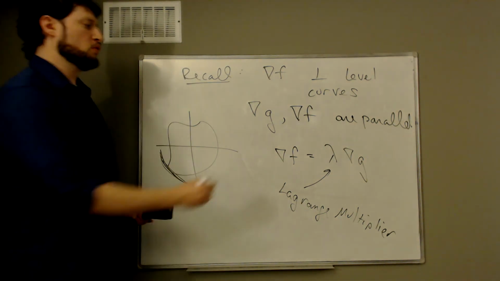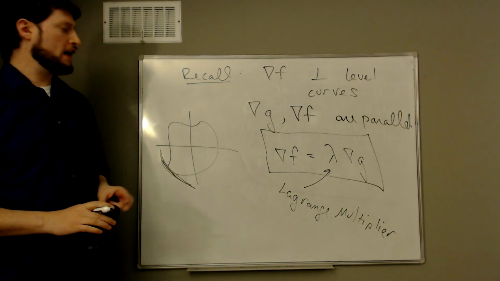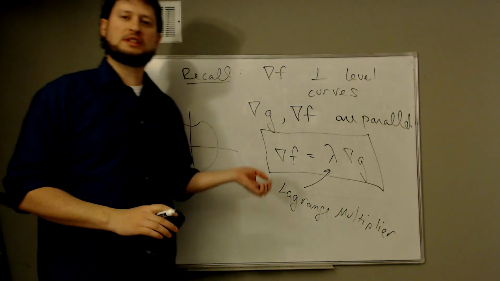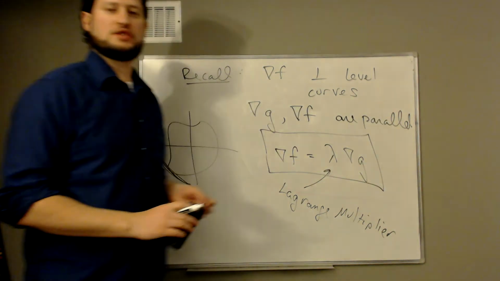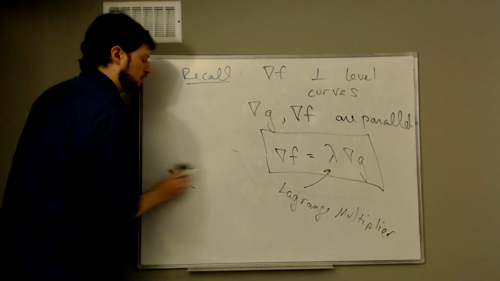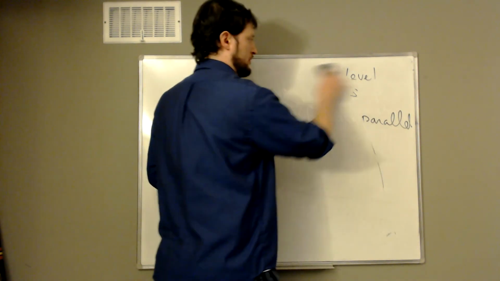And so what we're really looking for when we talk about using Lagrange multipliers to find maximizations and minimizations of functions subject to a constraint is solving this equation here. So let's do that with a couple of examples.